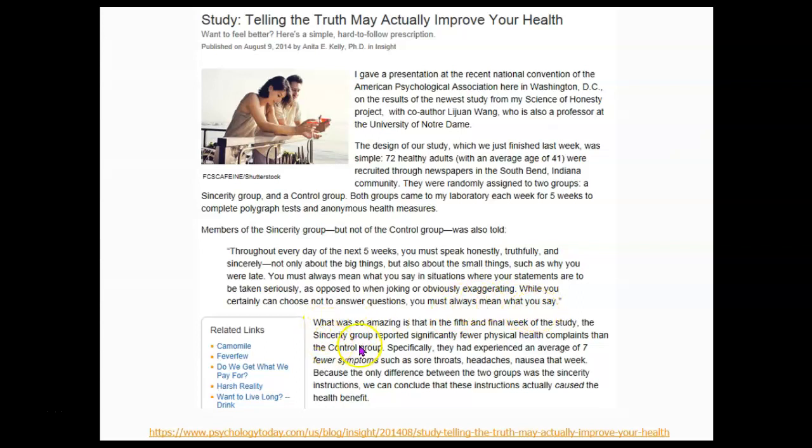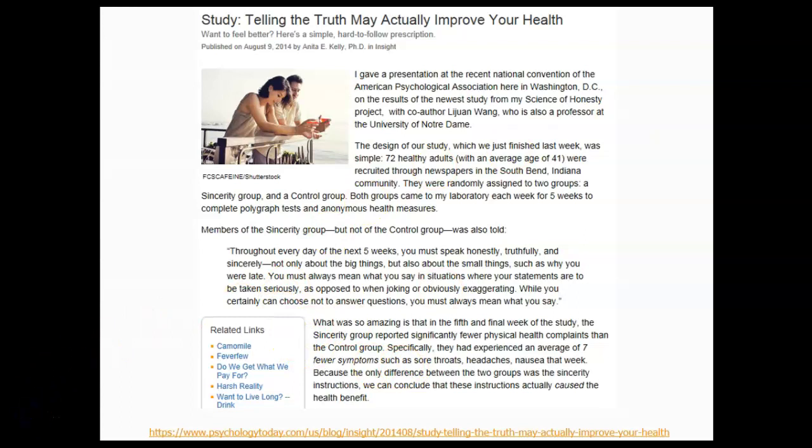And then it says that in the 5th and final week of the study, the sincerity group reported significantly fewer physical health complaints than the control group. They experienced an average of 7 fewer symptoms, such as sore throats, headaches, and nausea that week. Because the only difference between the two groups was the sincerity instructions, we can conclude that these instructions actually caused the health benefit.